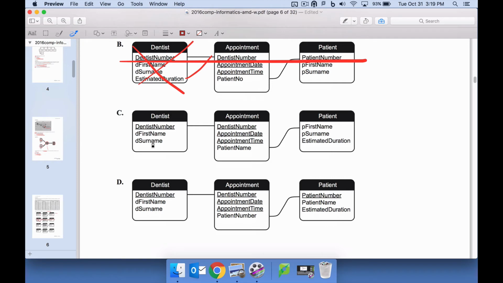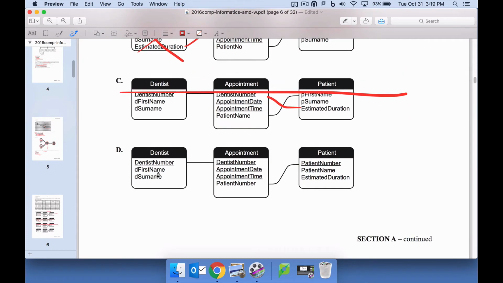C, so first name, surname, that's all to do with the dentist. The appointment, we have patient name, yep, that's all good. And for the patient, we have, oh, this has moved over, so the estimated duration. What does estimated duration have to do with a patient? This has everything to do with appointments. So this is wrong.